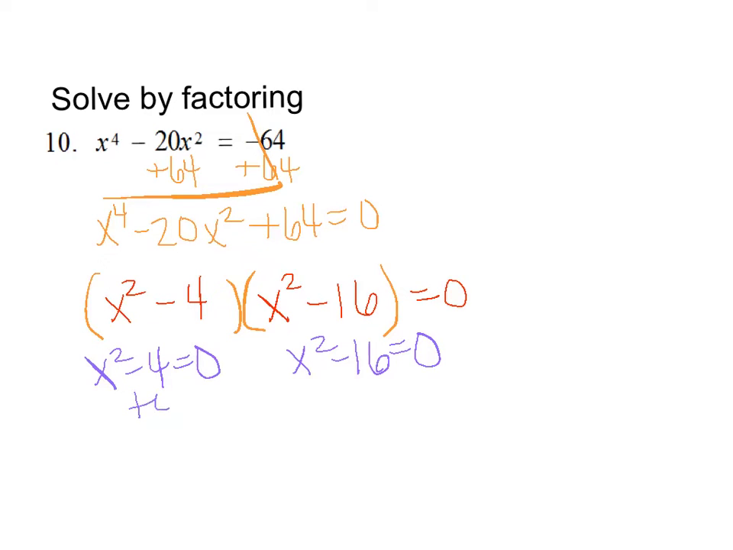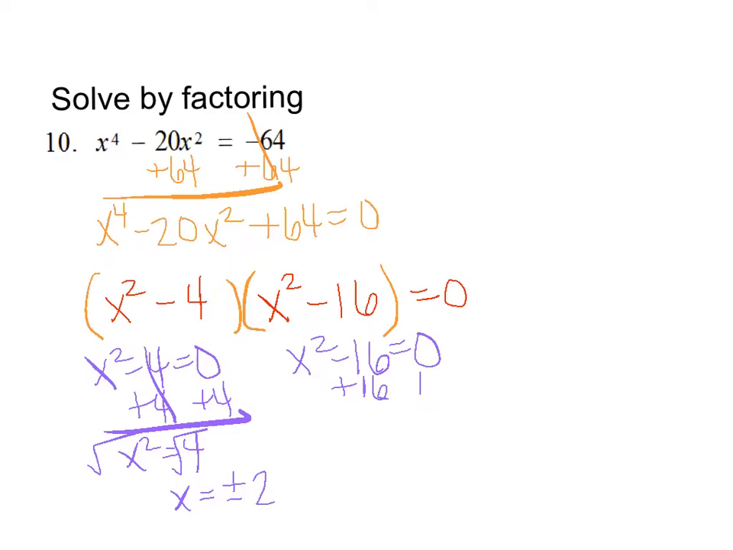In the first one, I'm going to move my 4 over to the right side. I get x squared equals 4. Now to undo that square, I need to take the square root of both sides, which leaves me with x equals plus or minus 2. And don't forget about the plus or minus part. That's really important. Now we move on to the second one.